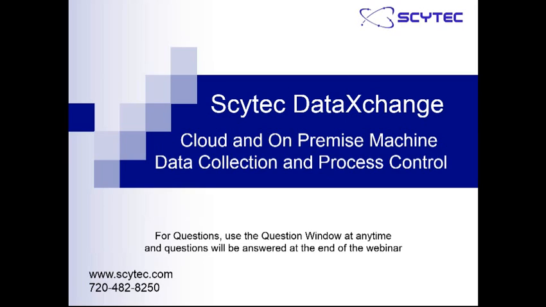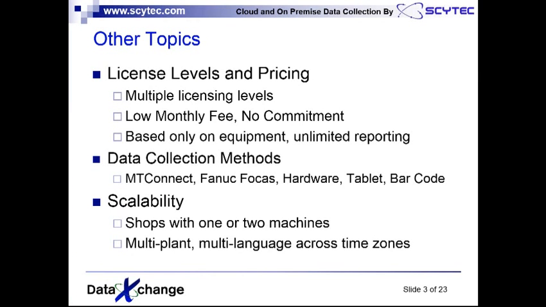The other topics that we're going to look at, we'll get into the details of the licensing levels and the pricing for each of those licensing levels. Again, the low monthly fee, no commitment model that we have, or an on-premise model. Obviously, we offer both of those. It's based on equipment, and there's unlimited reporting and charting. So we'll get into how that works with the licensing and pricing.